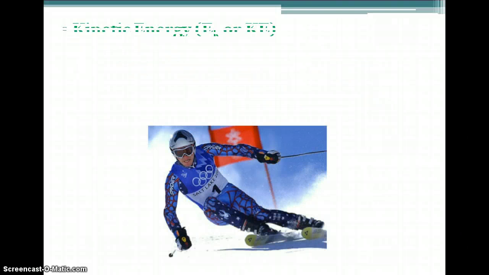So the second one we're going to look at is kinetic energy. Kinetic, you know, means moving. So you know you have kinetic energy whenever something is in motion.